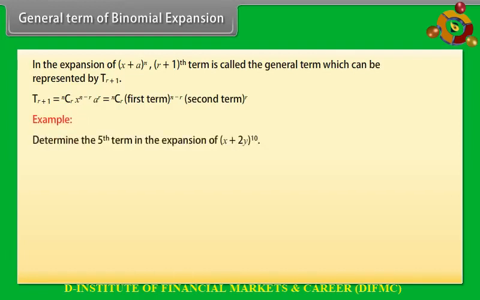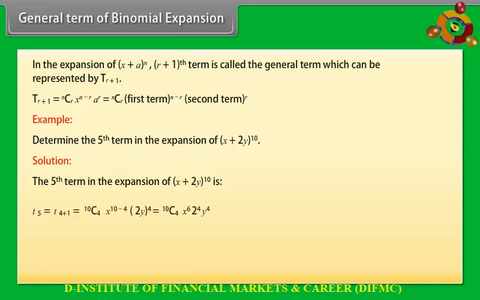Example: determine the fifth term in the expansion of (x + 2y) raised to power 10. Solution: the fifth term in the expansion of (x + 2y) raised to power 10 is given below. 3360 x raised to power 6 into y raised to power 4.